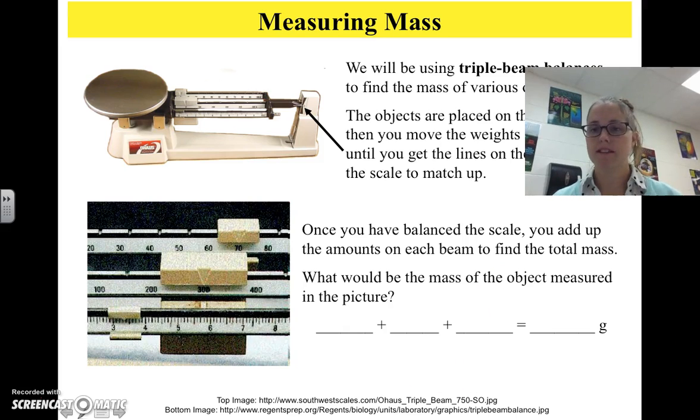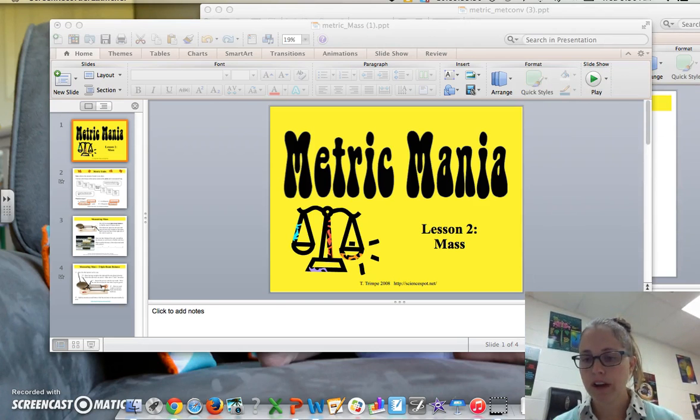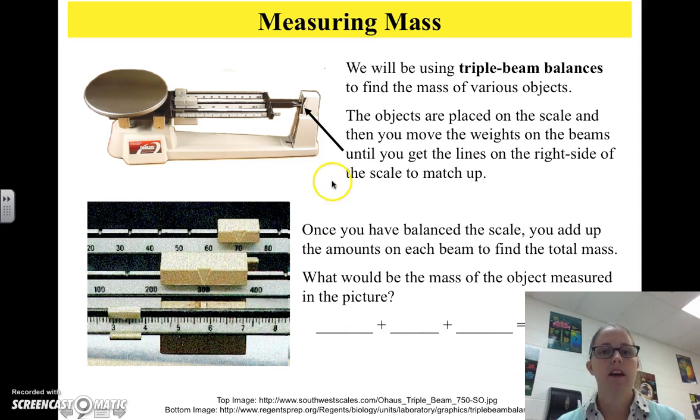So measuring mass. When you actually go about measuring mass, guys, you're going to use a triple beam balance. This is what they look like. They have 3 arms, 1, 2, 3, and each of them measures a different amount. If you look down here, the back one measures tens, the middle one measures hundreds, and the front one measures singles with some spaces for decimals.